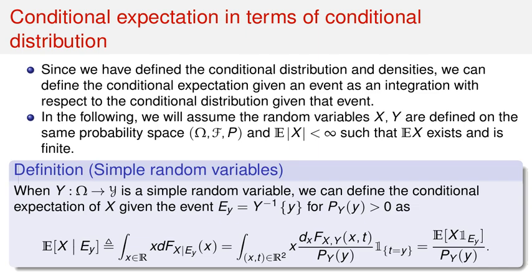First, for simple random variables, when Y is simple mapping Omega to script Y, we can define the conditional expectation of X given the event E_y, where E_y is Y equals y and p_Y(y) is positive, as the integral over x in R of x dF_{X|E_y}(x). This can also be shown to be equal to the expectation of X times the indicator of E_y, divided by p_Y(y).